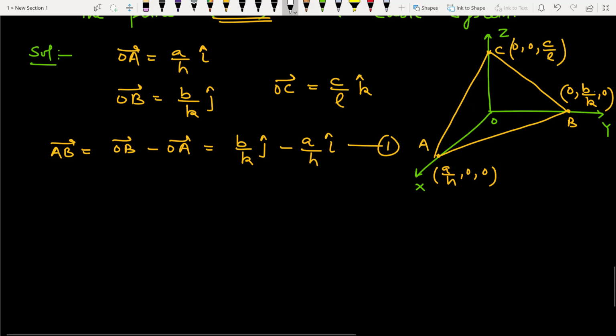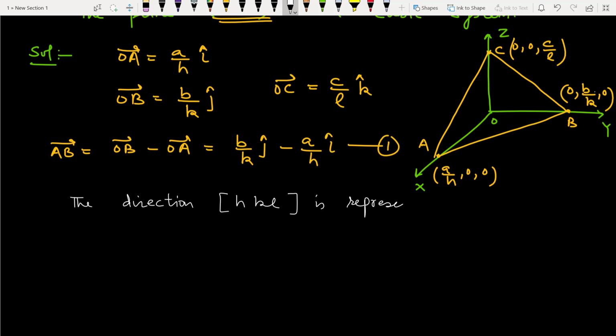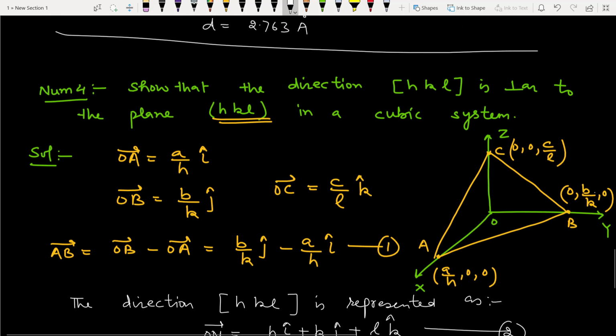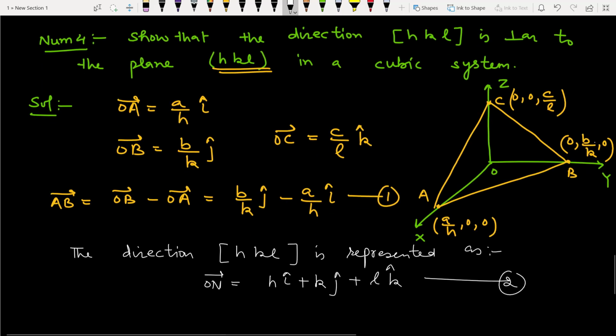Now we come to the direction. So the direction HKL is represented, say, with the ON vector. So it is H i cap plus K j cap plus L k cap. So now we will check the angle. For that, as we have to show they are perpendicular.